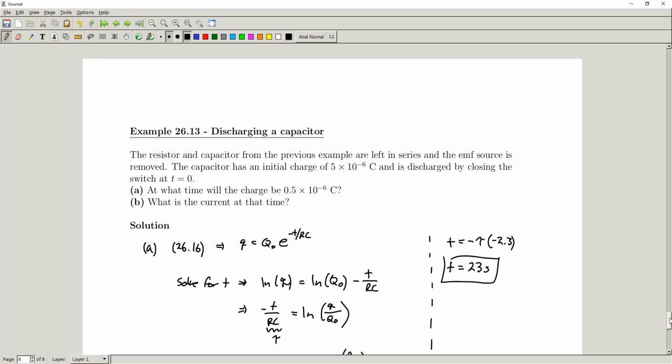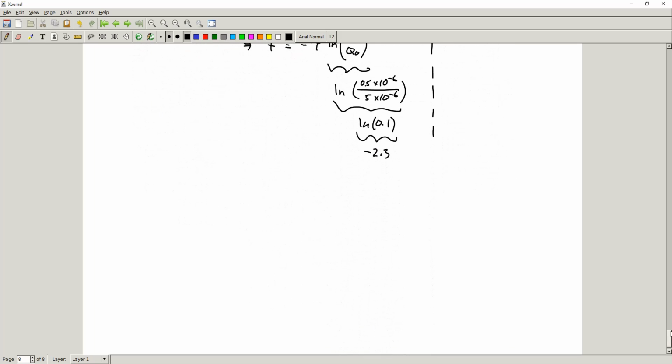Now I'm going to do part B. I'm a little scared that this thing is going to crash. I haven't saved it, but actually let me pause and save it. One sec. Okay, let's finish this off.